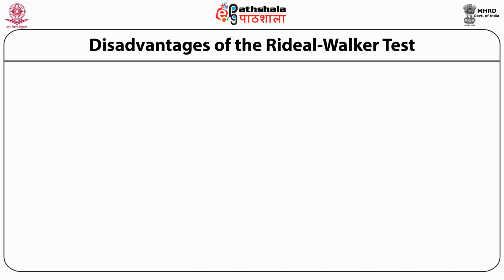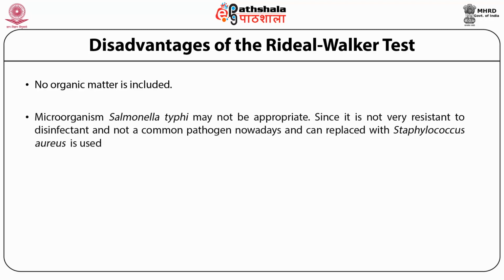Disadvantages of the Rideal-Walker test. In the Rideal-Walker test, no organic matter is included. The microorganism, Salmonella typhi, may not be appropriate since it is not very resistant to disinfectants and is not a common pathogen nowadays, and it can be replaced with Staphylococcus aureus, which is preferred nowadays. The time allowed for disinfection is short, and the test is used to evaluate phenolic type disinfectants only.